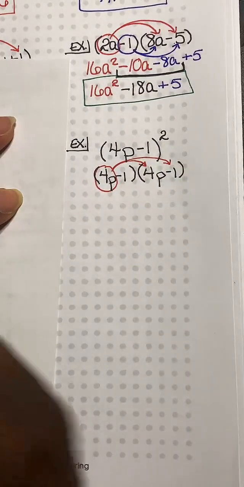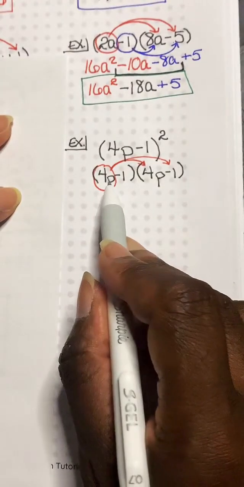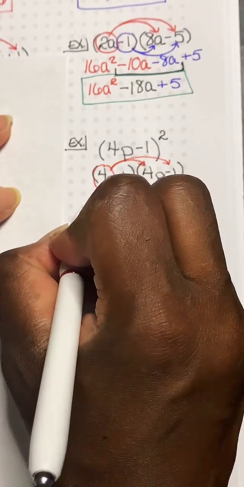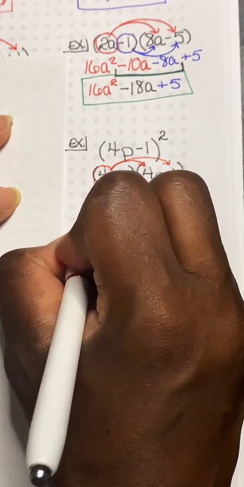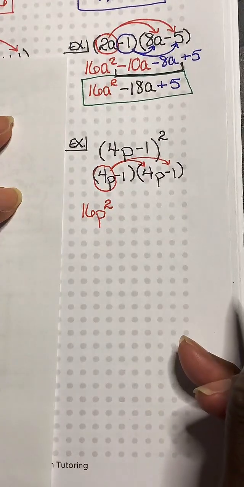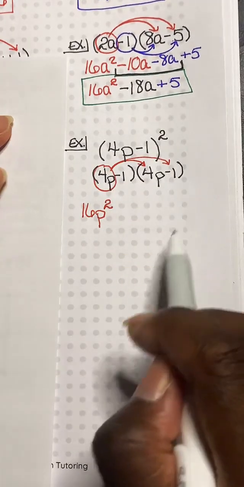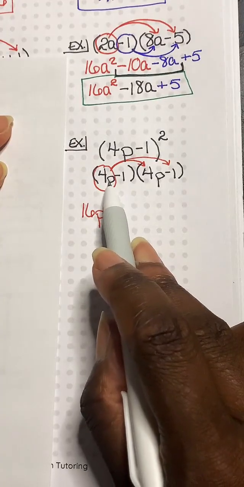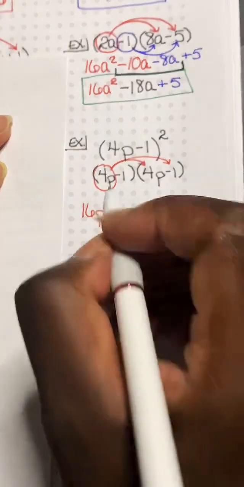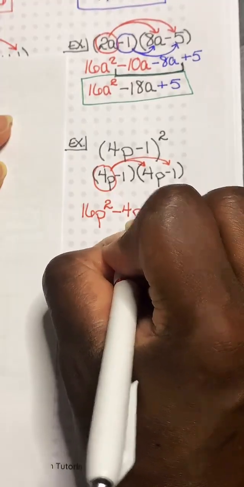I love the encouragement that you guys have here. Thank you. So 4p times 4p will give us 16p squared. But this is the part that was missing earlier. We've got to get that middle term. So we have 4p times -1. A positive times a negative is a negative, and it's a negative 4p.